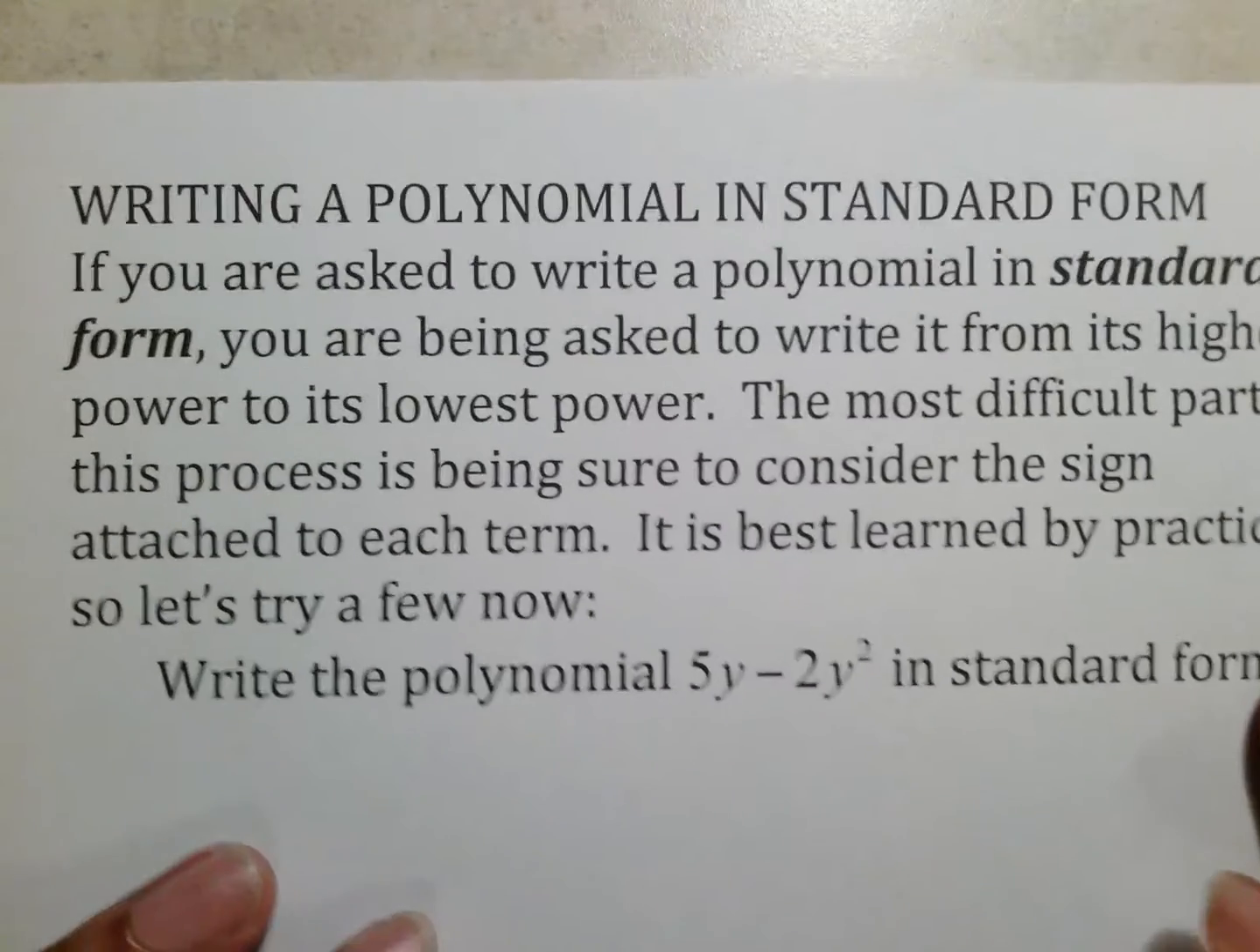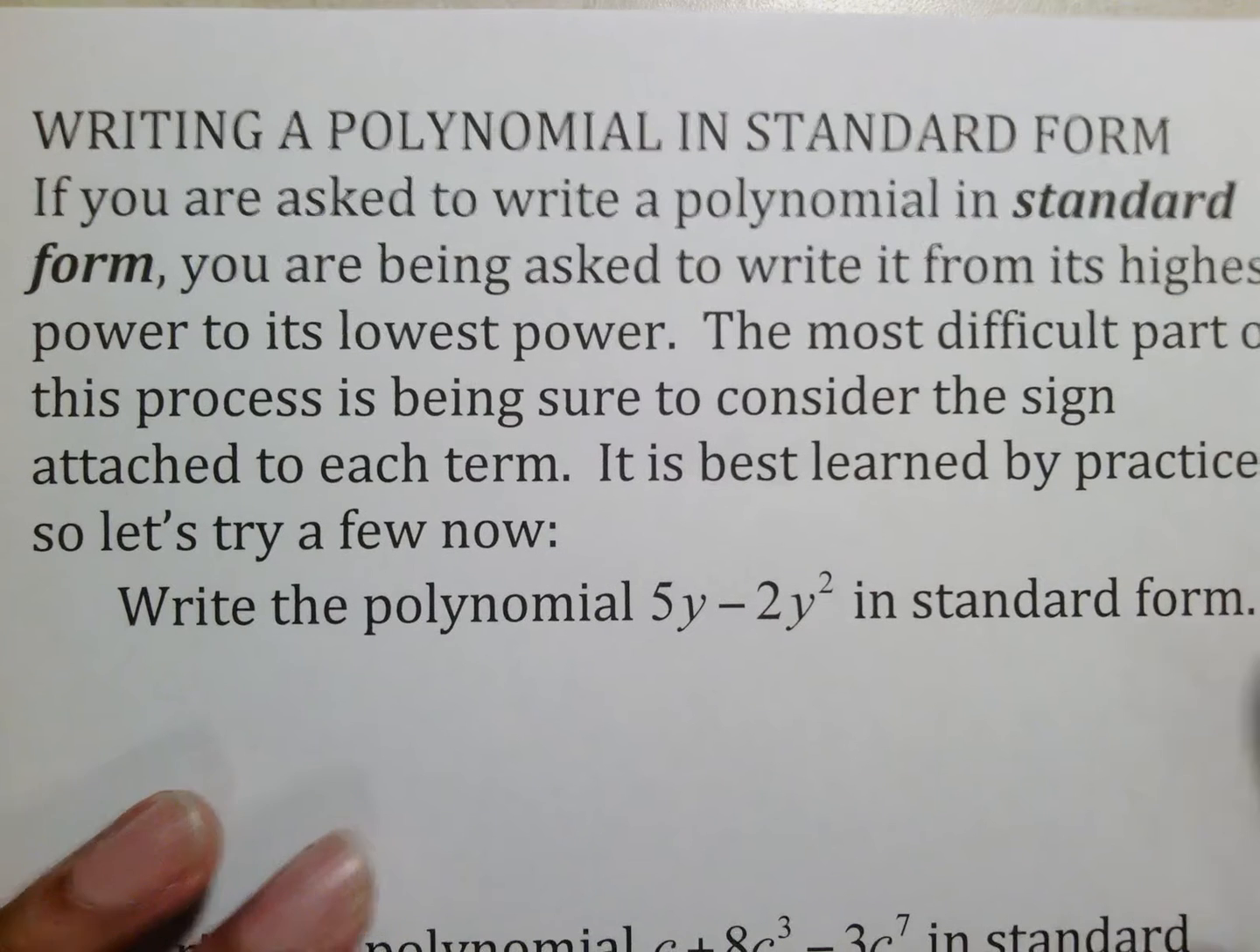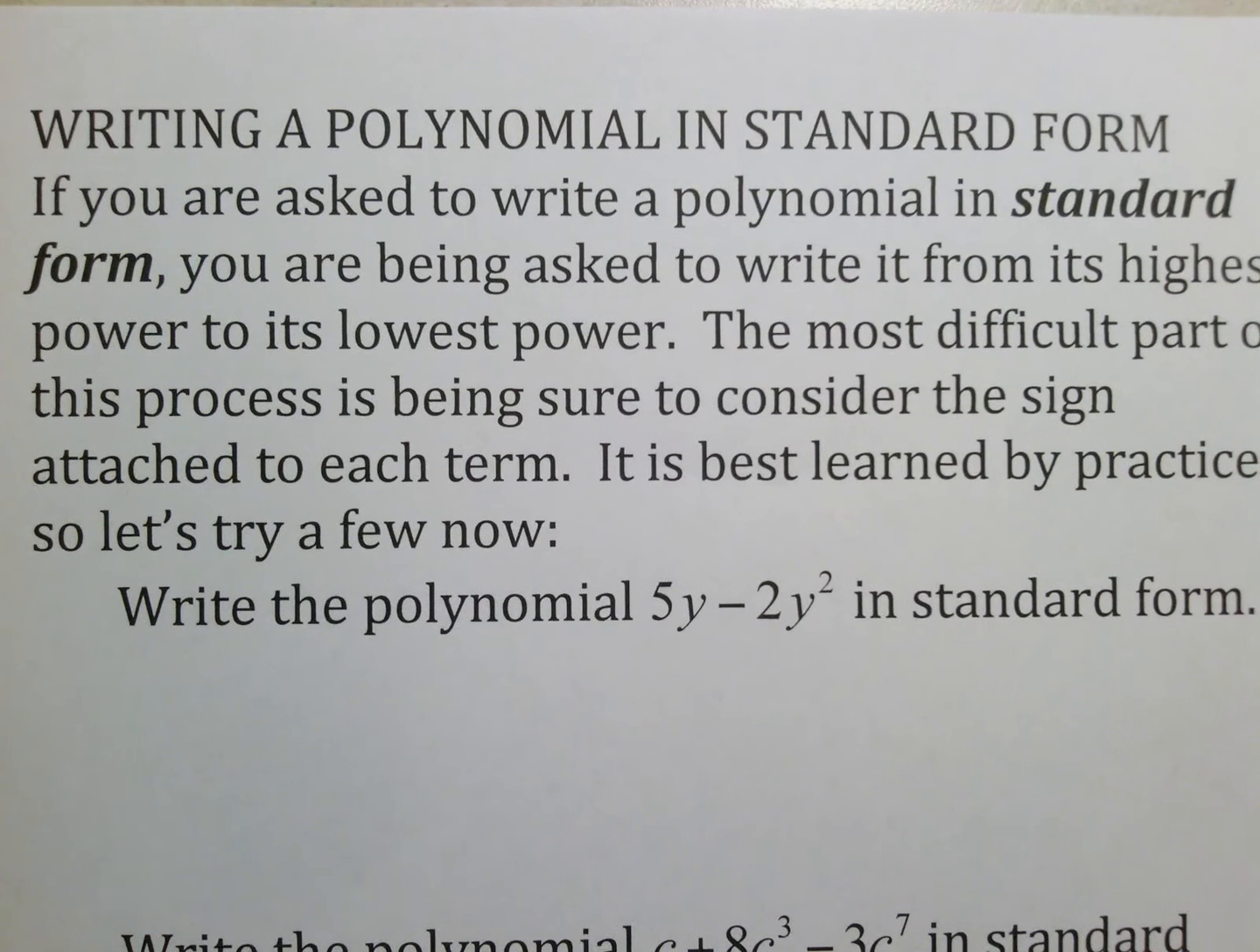Second thing we're talking about today is writing a polynomial in standard form. If you're asked to do that, you're being asked to write it from its highest power to its lowest power. The most difficult part of this process is being sure to consider the sign attached. Most people who miss it, it's because they take a -3 and they write it as a +3, so as long as you don't do that, you should be okay. Again, this is best learned by practice, so let's try a few now.